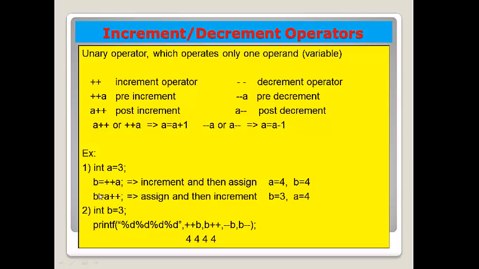The second example, in this line, b equal to a plus plus. It is a post increment. So here also two operations will be performed. One is increment, another one is assigning. But it is a post increment, so first assign, then increment.